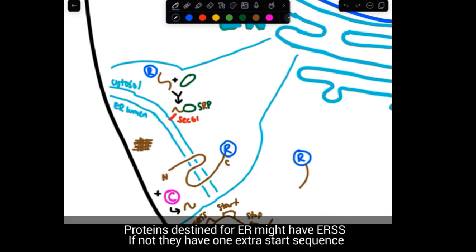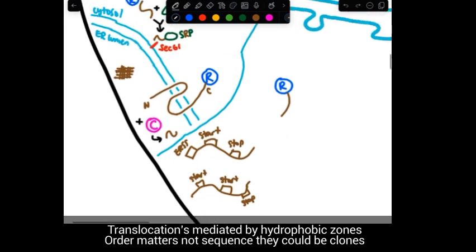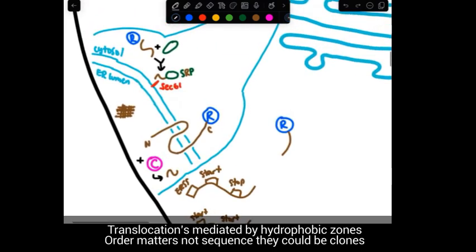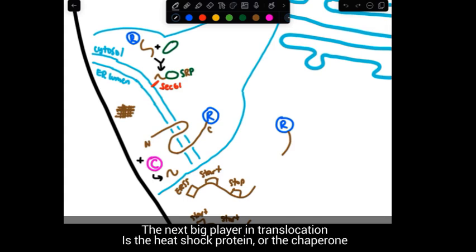Proteins destined for the ER might have an ER signal sequence; if not, they have one extra start sequence. Translocation is mediated by hydrophobic zones. Order matters, as they are not sequenced. Start and stop regions are nonpolar because they stick in the membrane of the ER.